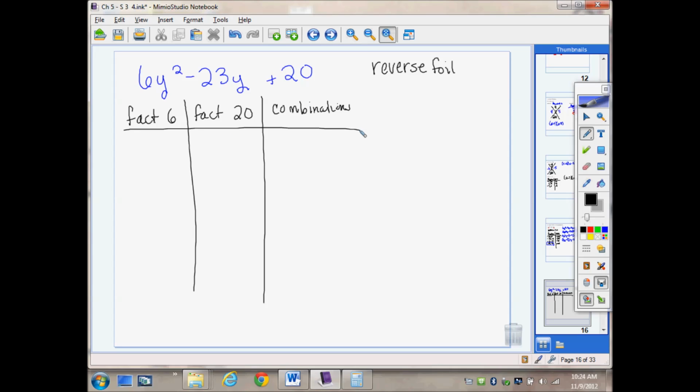Okay. Factors of 6, I have 2 and 3, and I have 1 and 6. Factors of 20, I have 1 and 20, 2 and 10, and 4 and 5. Okay.